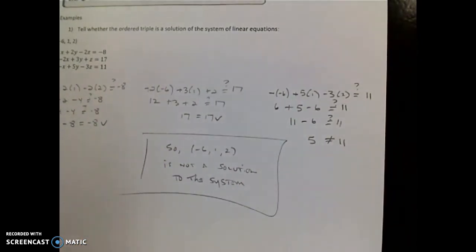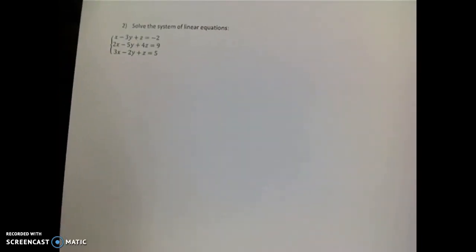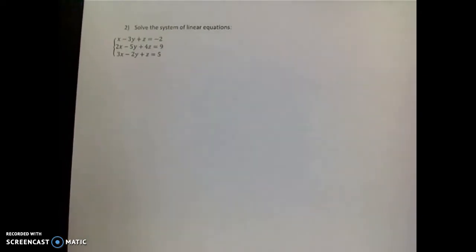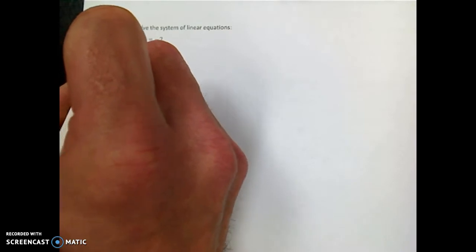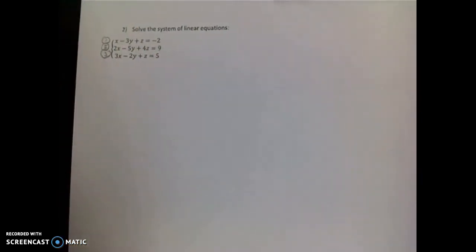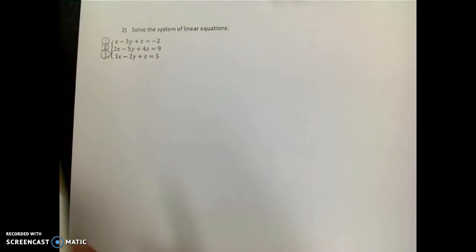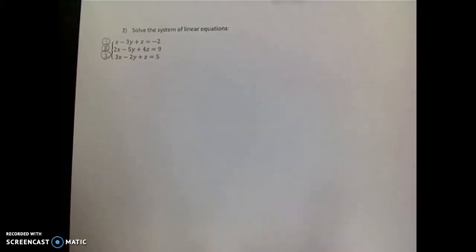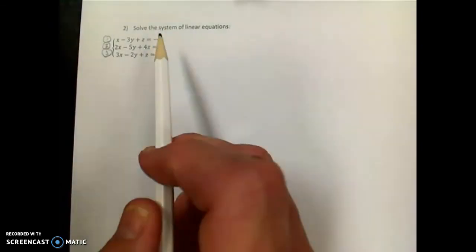So now that we've understood how to check our answers, let's walk through the process of solving a system of three linear equations in three variables. To start off with, it's very easy to confuse these, and it's very difficult to describe which equation you're talking about to someone else if they can't see the equation. So I'm going to go ahead and label these equations, equation 1, equation 2, and equation 3. We're going to refer to them that way as we work our way through this example.